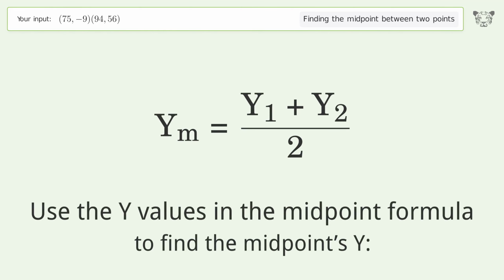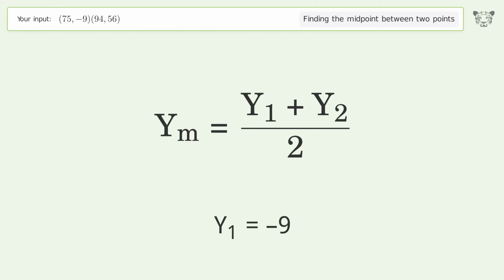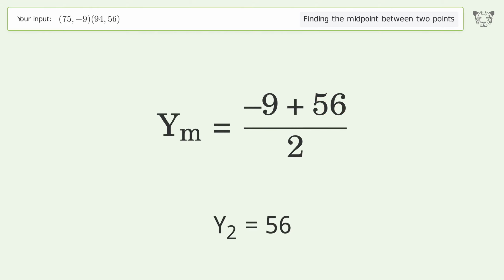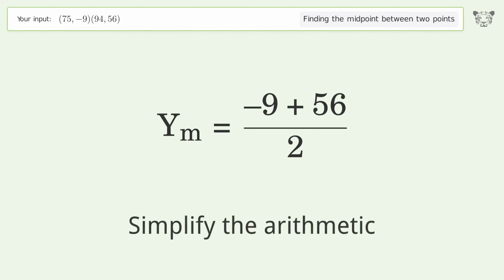Use the y values in the midpoint formula to find the midpoint's y. y1 equals -9. y2 equals 56. Simplify the arithmetic.